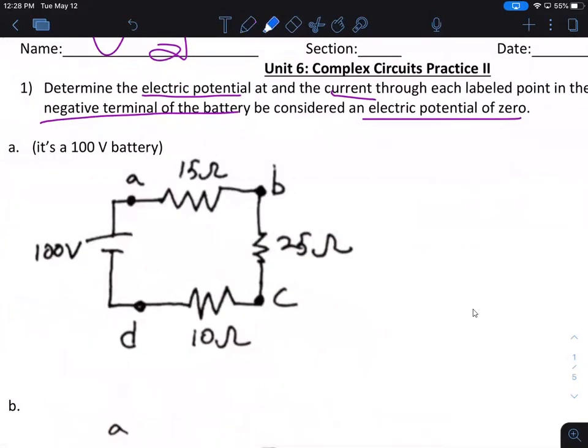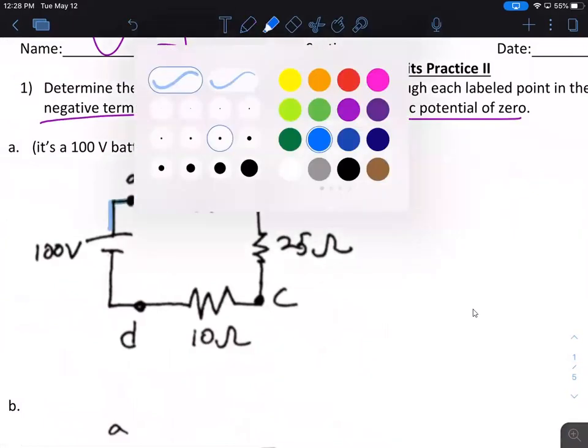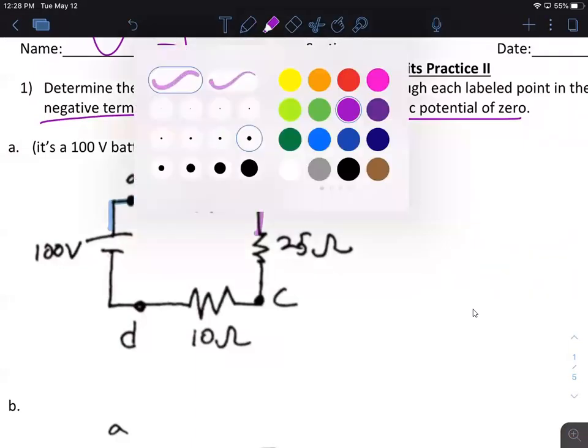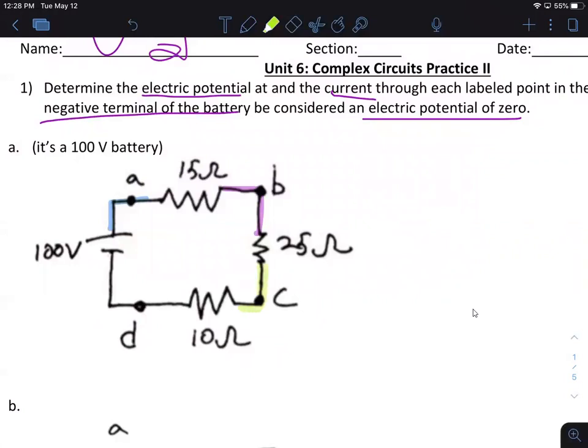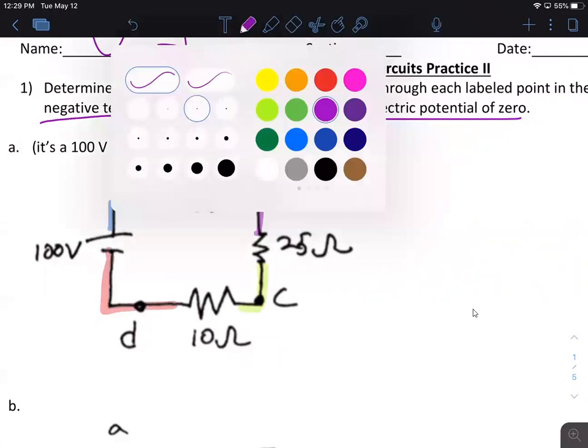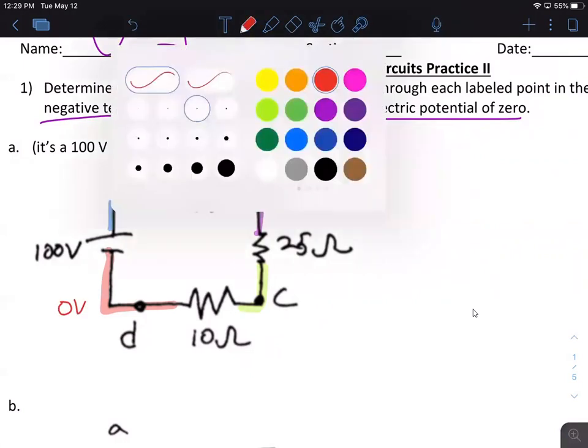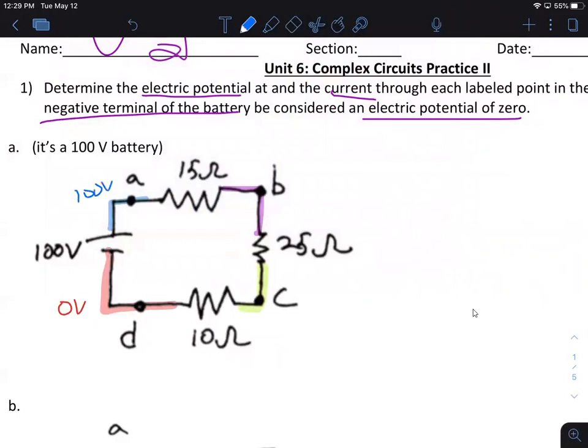So if we follow our techniques that we know and love, we're going to throw some color onto this circuit. Let's make this a little bit wider. And they even tell us right before the battery, 0 volts. So it should make this 100 volts. So I've already found electric potential at A and D. At D it's 0, at A it's 100. Got to find the rest of these.